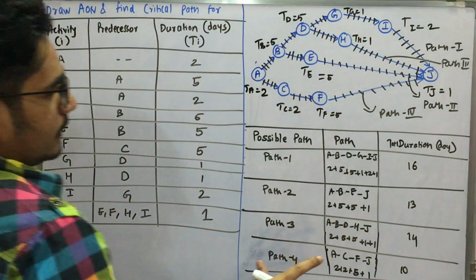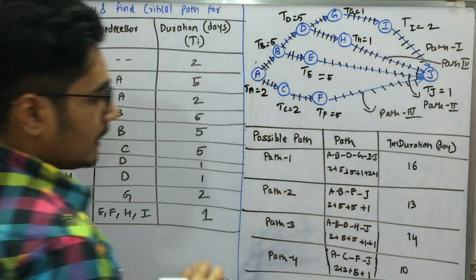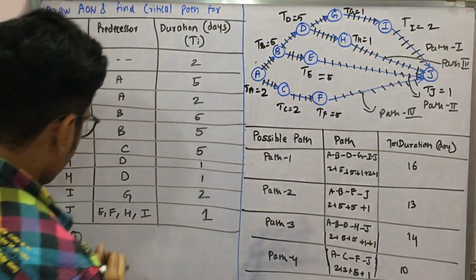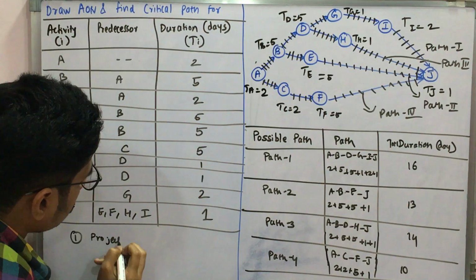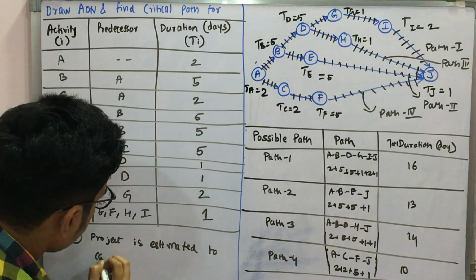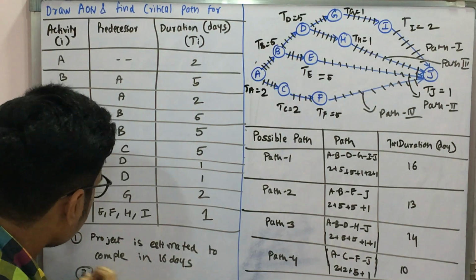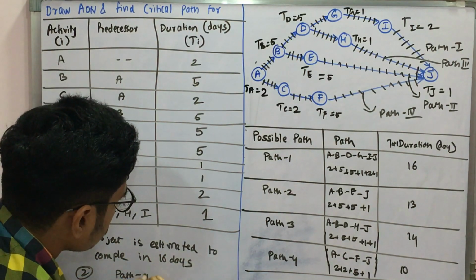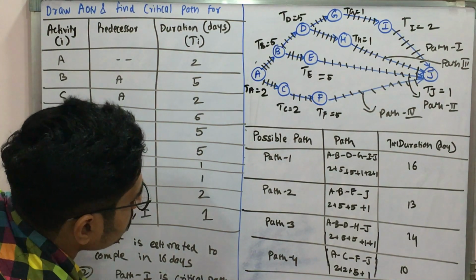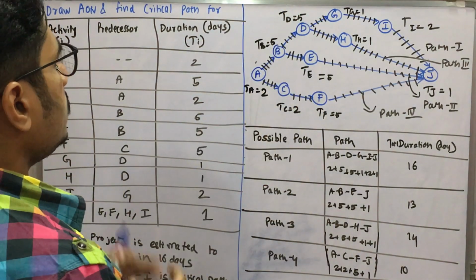And so you can see that the maximum duration was for path 1, and so it will be our critical path. So what two estimations can you draw from this? The very first is the project is estimated to complete in 16 days, and secondly you can say that path 1 is our critical path. So this completes our problem in estimating the critical path, after you draw the AON diagram.